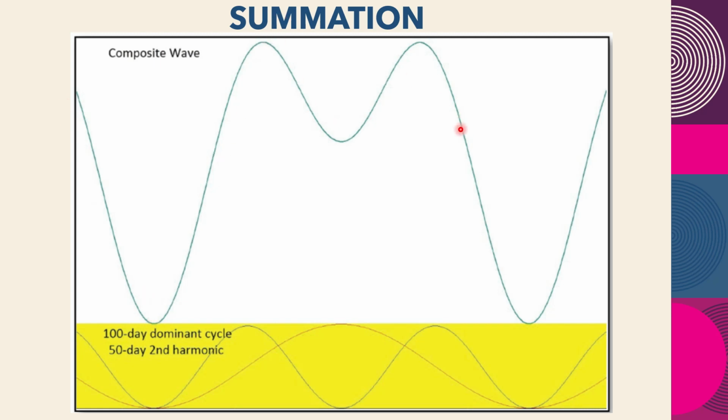Moving average of price, or it's a composite wave. If two cycles tend to drop together, there is more drop in the price. That is called summation. Fourth one is synchronicity.